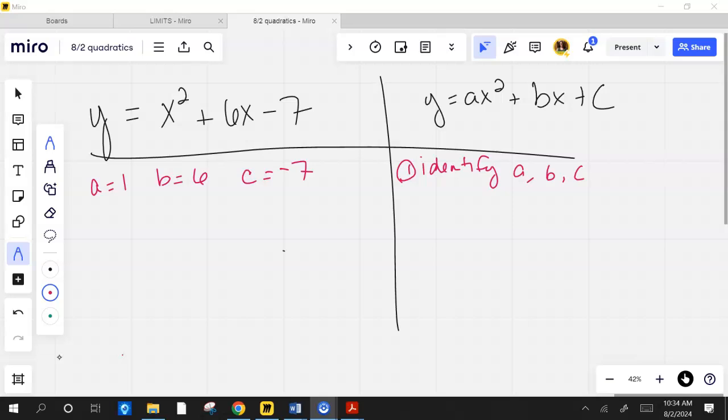-7 is the y-intercept. That's exactly right. Do you know anything else? Average width, -7, it opens up. It opens up because it's positive. That's exactly right. All right, here we go. Step 1, or step 2, I guess now.